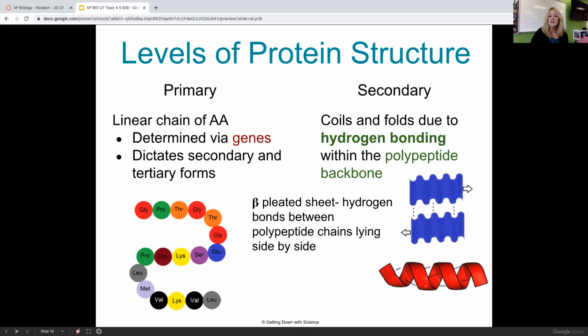Another one is called an alpha helix. It's when you have hydrogen bonding between every 4th amino acid. And these dots that you see is what keeps it like that. If you take a pipe cleaner and wrap it around a pencil and take it off, that structure that you would have is like an alpha helix. So that's secondary structure.